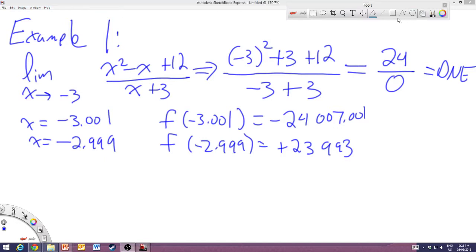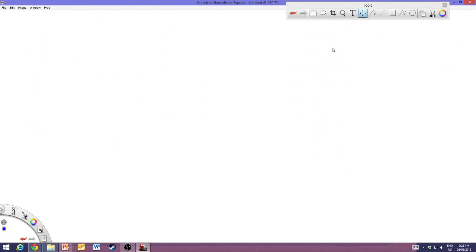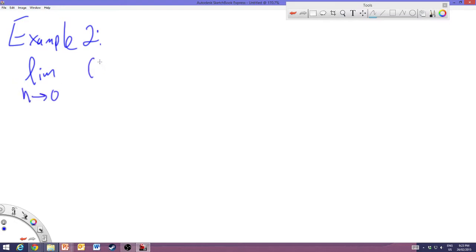Alright, so another example. Example 2. So let's do this one. The limit as h goes to 0 of (h minus 5) squared minus 25, all divided by h.